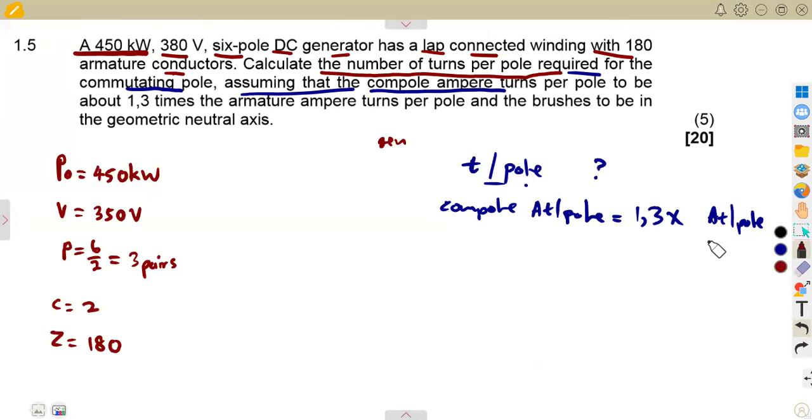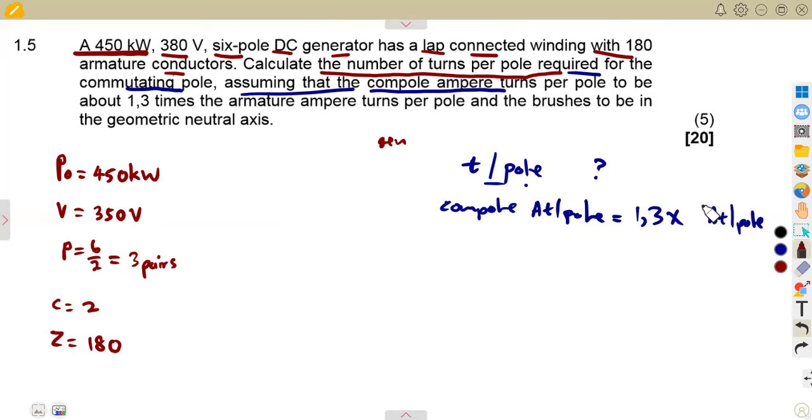So you're going to need this, the ampere turn per pole, which is the total ampere turn per pole. Then now you work with the compole to calculate the turn per each, like just a single turn, to calculate the number of turns per pole. So there we are calculating the total. Take note of what you're having there. You have got the total of everything.